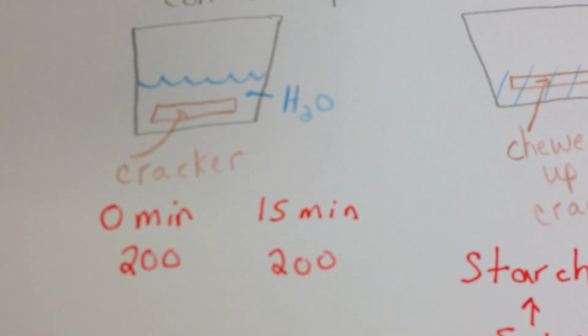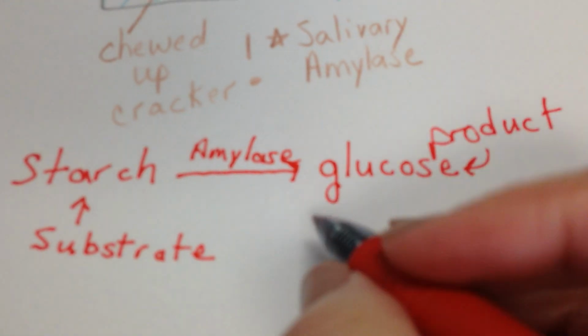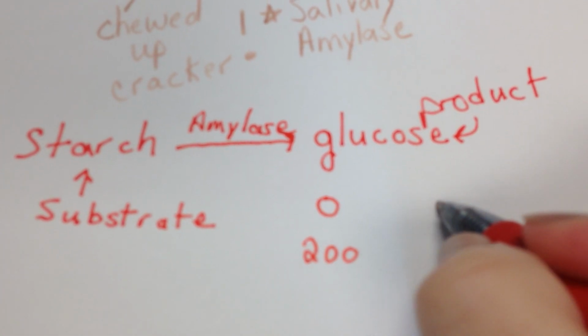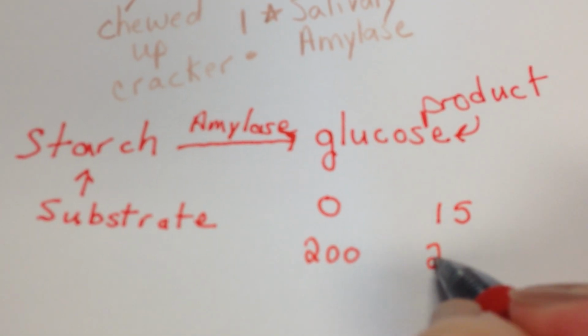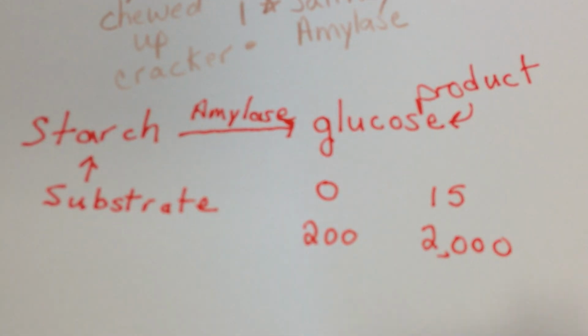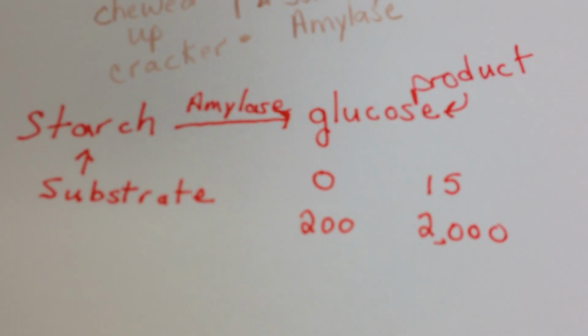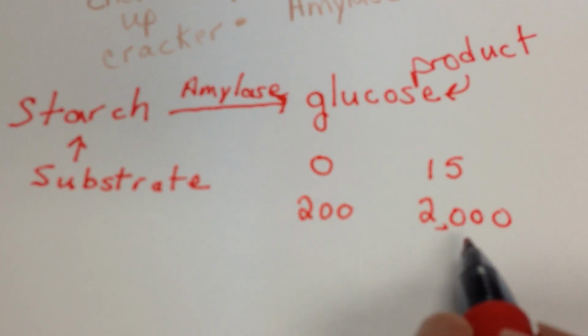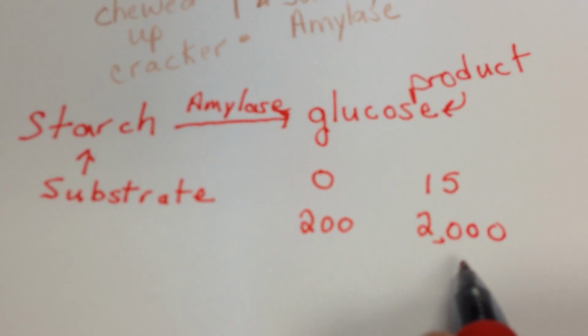lack the enzyme. Over here, at time 0, if we have 200, we very well may get up to 2,000 after 15 minutes. That's because we will see a reaction taking place here, and this indicates the presence of sugar or glucose.